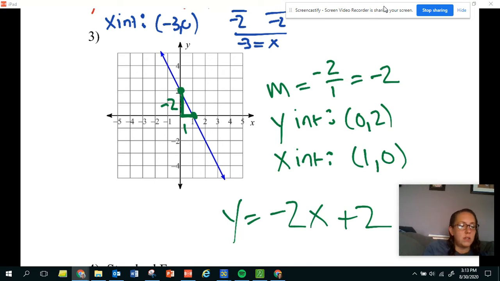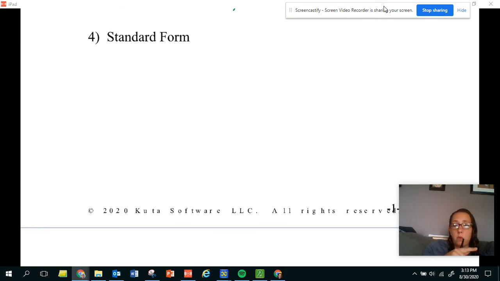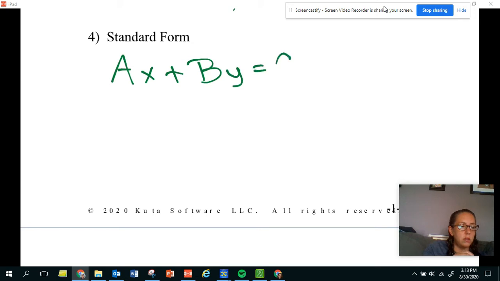Okay, so standard form. Standard form of a linear function is going to be given to you like ax plus by equals c. The reason why standard form is used a lot is because it's generally very easy to find intercepts from. Because if I plug in 0 for y, all I have to do is divide. Boom, you got your intercept. If I plug in 0 for x, that goes away. And all I have to do is divide, and boom, I got my y-intercept.